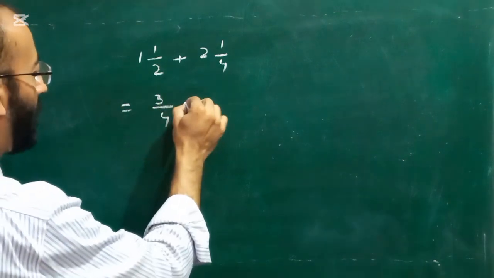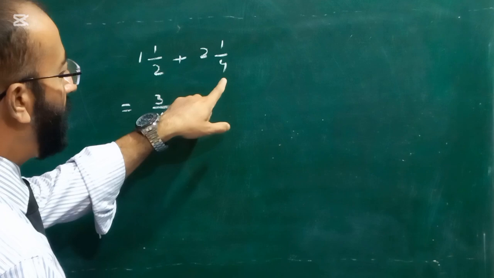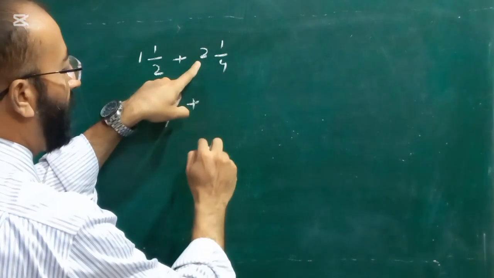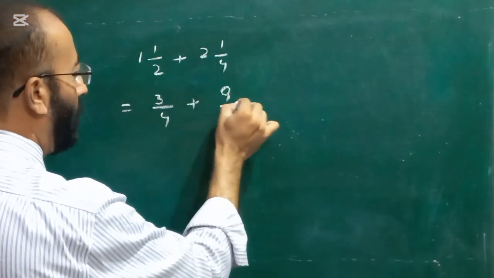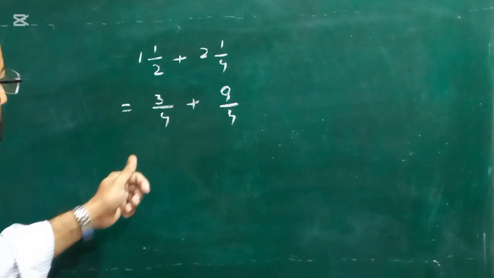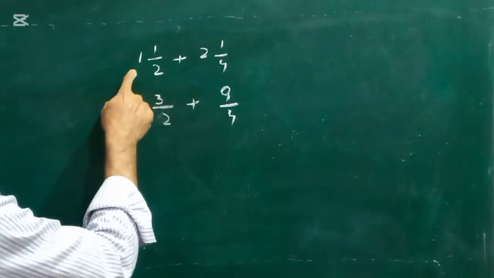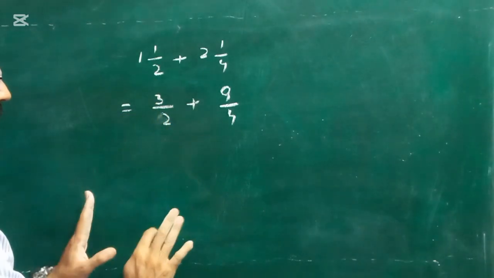This plus sign will remain as it is. The same thing will be applied here. The denominator will be multiplied with the whole number part. 4 twos are 8, and then the numerator will be added. So 4 twos are 8 plus 1, 9. Over 4 will remain as it is. Now look, here it is actually 2 because 2 ones are 2 plus 1, 3. This denominator will remain as it is. So this is the thing now.